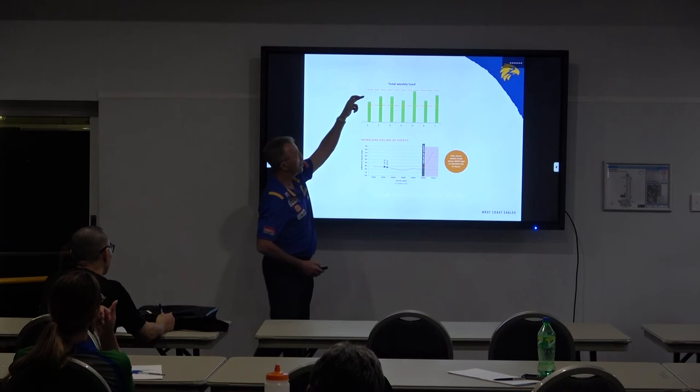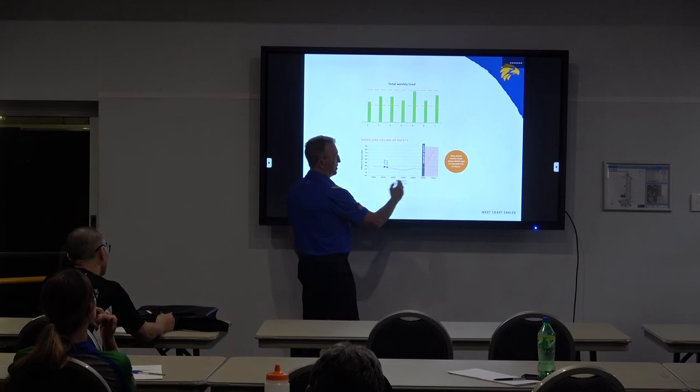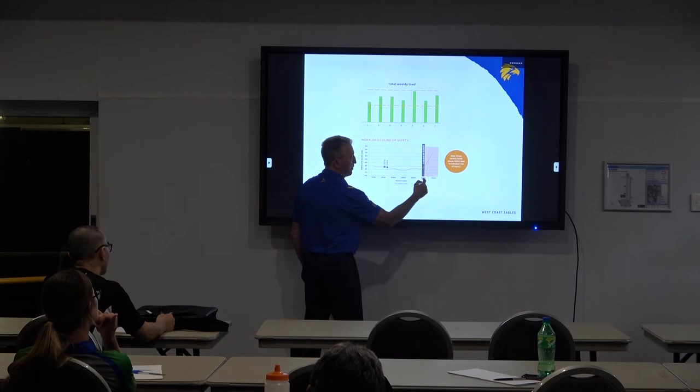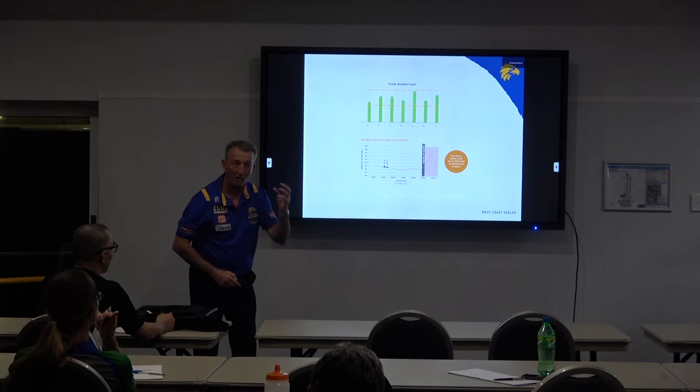This is from netball, Australian netball. This is the ceiling of safety. This is the risk of injury. As soon as 6,000 units is breached, look how rapid the rate of injury increases. So they've got a very clear ceiling of safety in netball.